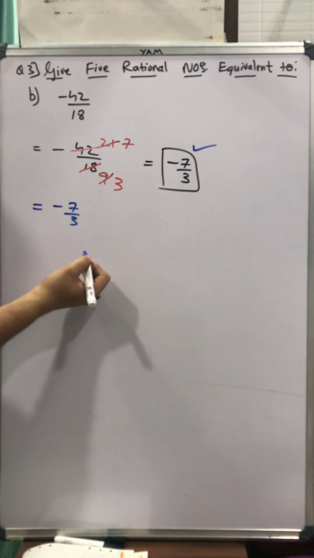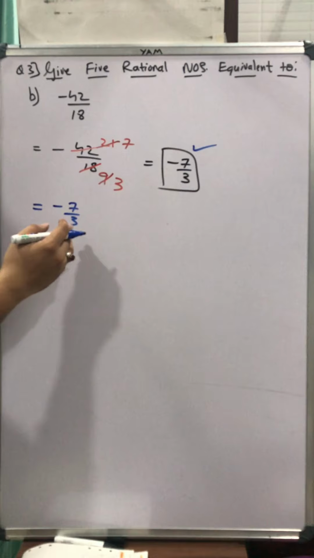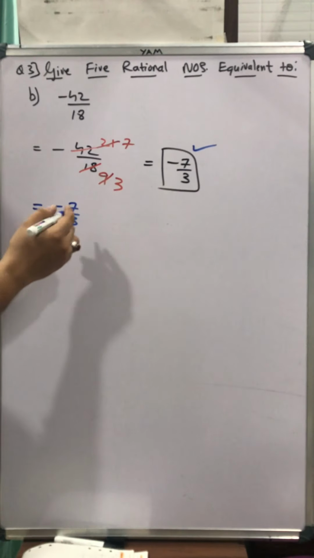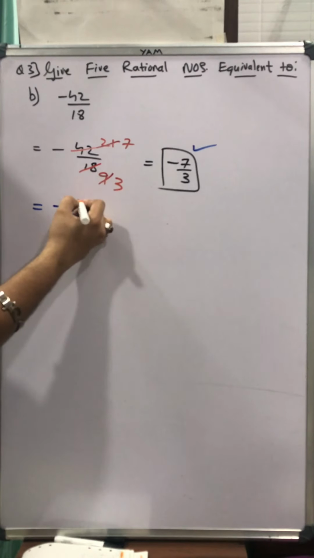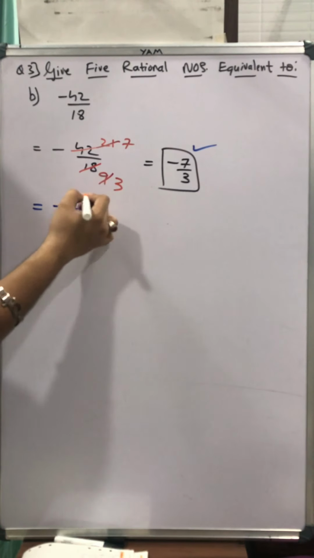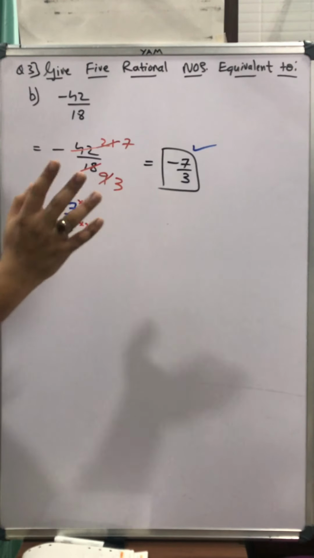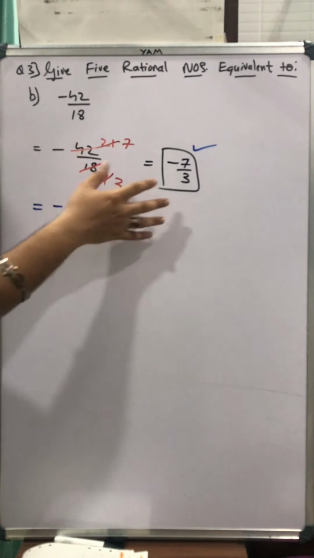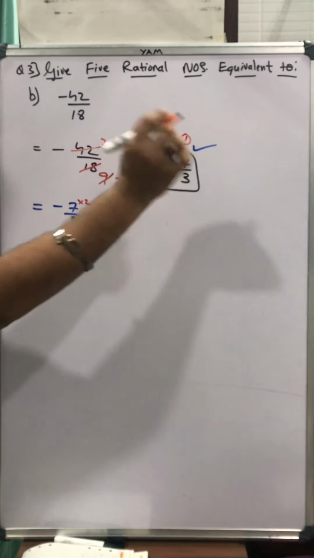Now, how to find the second rational number? To find the second rational number, in your submind, this is the calculation you should do: I'll multiply 2 in the numerator as well as in the denominator. Once again I repeat, when I reduced it to the simplest form, minus 7 upon 3 is my first rational number. I got it.